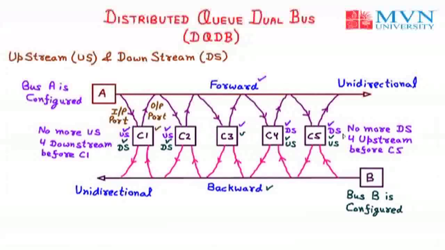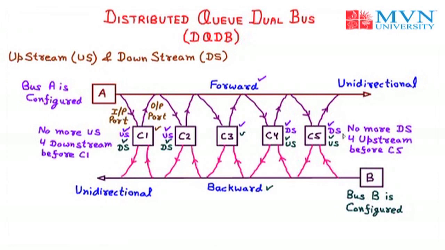Similarly, before C1, computer number 1, we have no more downstream and we have 4 upstream stations, that is C2, C3, C4 and C5. And if we talk about system C5, we have no more upstream with respect to bus B, but we have 4 downstream, that is C1, C2, C3 and C4 with respect to C5. So that is all about the upstream and downstream. They vary according to how the bus is configured.